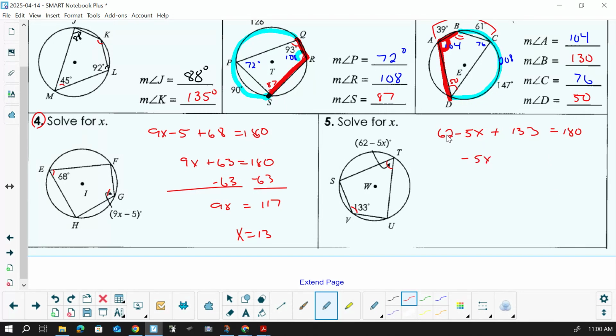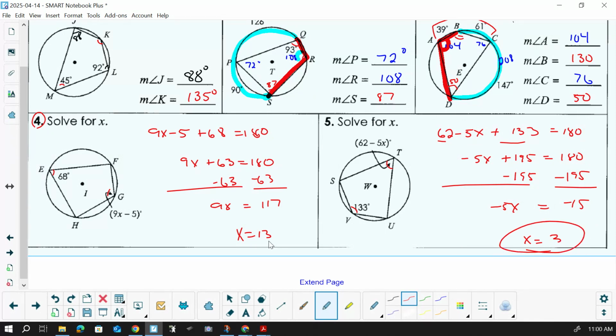There's a negative 5x. I put this and this together, they're both positives, into 195 equals 180. I'm going to subtract 195 from both sides. That'll make it work out here because that's a negative 5x. 180 minus 195 is a negative 15. So x is going to be equal to negative 15 divided by negative 5 is a positive 3. Okay.